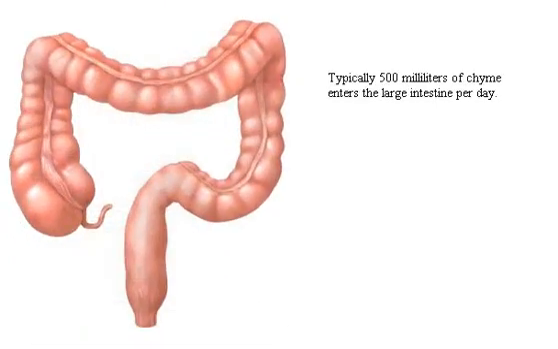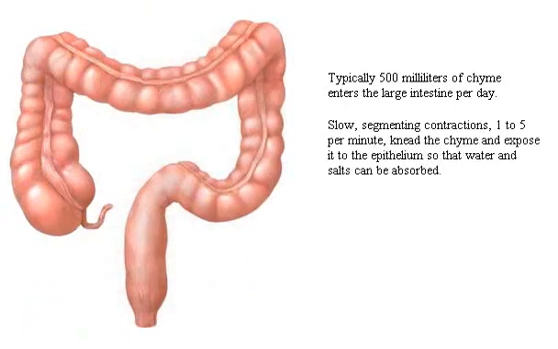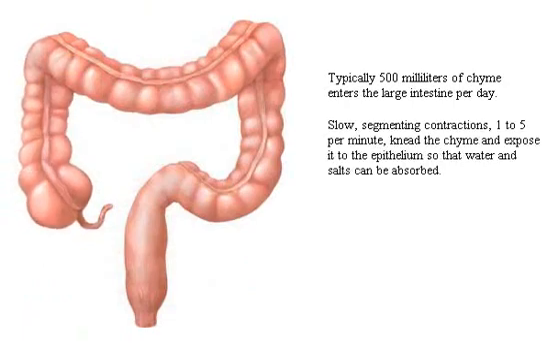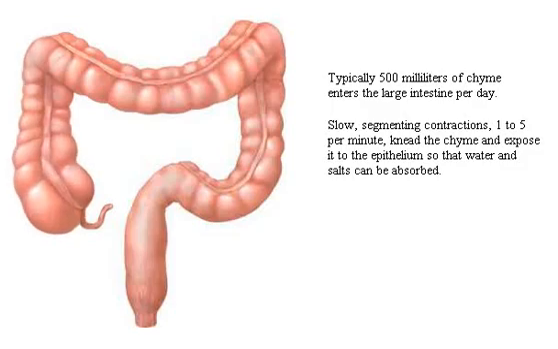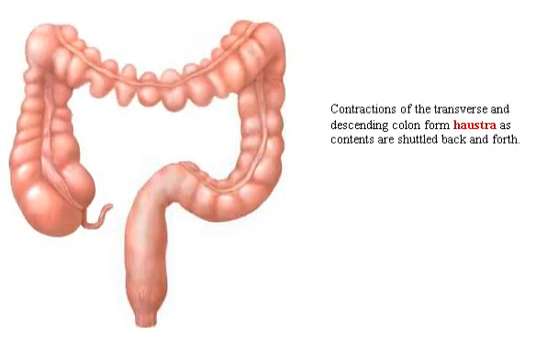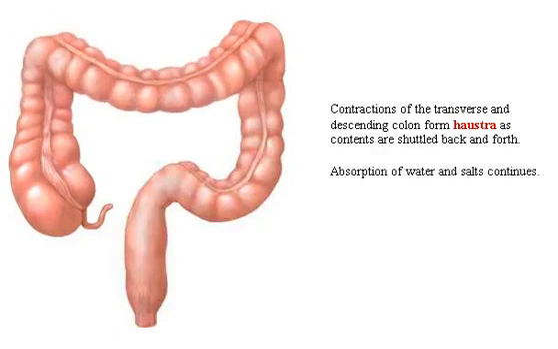Typically, 500 milliliters of chyme enters the large intestine per day. Slow segmenting contractions, 1 to 5 per minute, knead the chyme and expose it to the epithelium so that water and salts can be absorbed. Contractions of the transverse and descending colon form haustra as contents are shuttled back and forth. Absorption of water and salts continues.